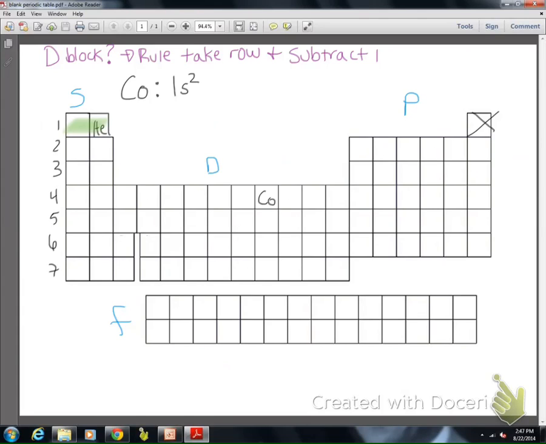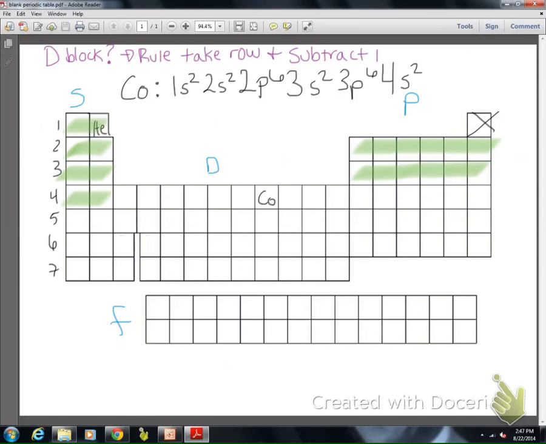So cobalt, as we start, is going to be 1s2. And then as we go further into the row, it would be 2s2, as you're following the highlight along that periodic table example. 2p6, and we went all the way to the 6 because we hadn't reached cobalt yet. 3s2, 3p6, 4s2. Now here's where we have to take into account, because now we're reaching the D block, and because our D block rule is to take the row and subtract 1, I then have to say 3d7 because I went over 7 in the D block.